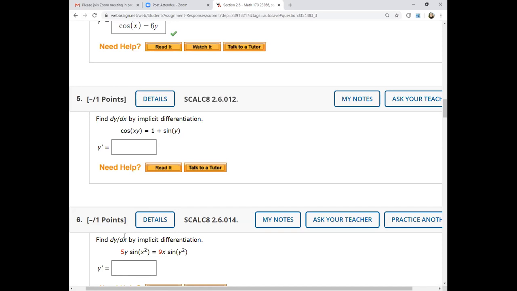So when you write the product here, you have the first function, x, times the derivative of the second function, y, so x dy/dx, plus the second function y times the derivative of x with respect to x, which is 1.